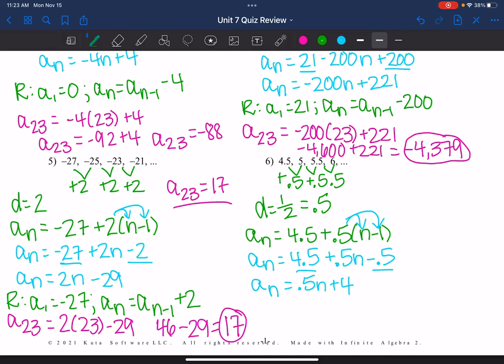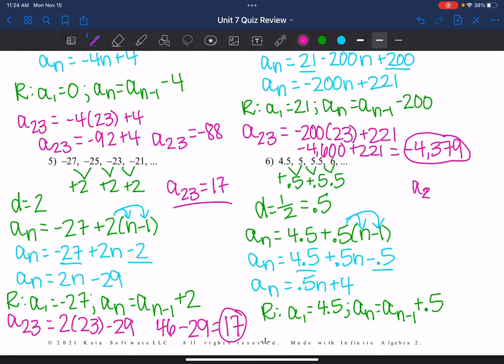Then I'm going to write my recursive formula now. My recursive would be my first term, which is 4.5, and I write my semicolon, a sub n equals a sub n minus 1, and then plus my common difference, which is 0.5. Then to find my 23rd term, like I said before, we're going to take that explicit formula.